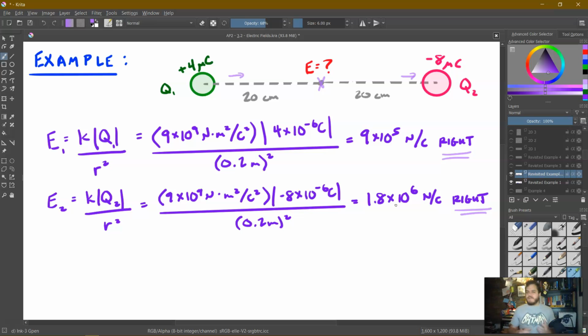Now, this is not technically the final answer yet, though, because I want the total electric field from all of the charges in the arrangement. Well, I just need to add them together.